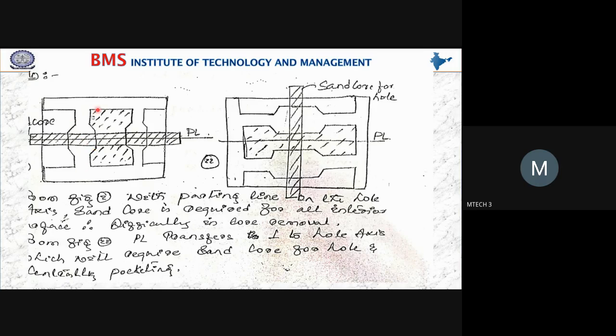So therefore, he says the second one is the one where the parting line has become perpendicular to the hole axis. See, this is the parting line, what he says. And this is the sand core used for creating a hole. Okay, and of course, here also we require the sand cores. Sand cores are required for central pocketing. So I think this is the best method he suggests for generating the V-belt pulley by using a casting. Okay, so these are the two different parting lines he suggests for this.